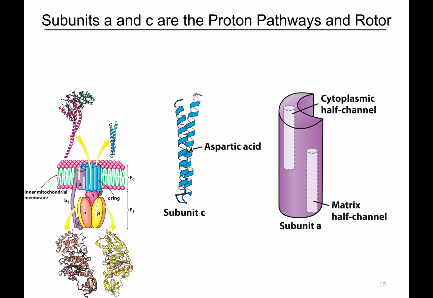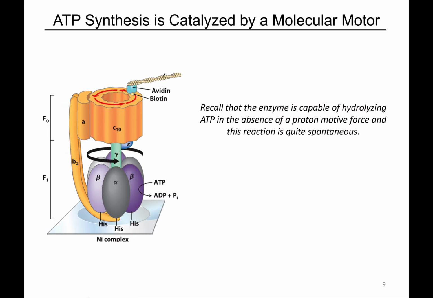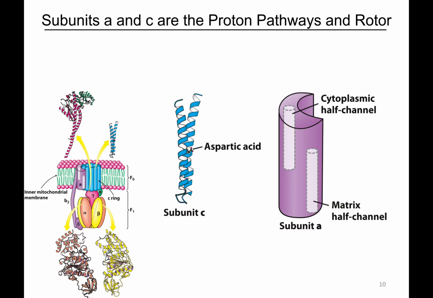And you can actually visualize that moving 120 degrees at a time. And it's really kind of cool to be able to see it. All right, so how do we pump protons? How do we move protons? And how does that then translate into rotation of this gamma subunit?